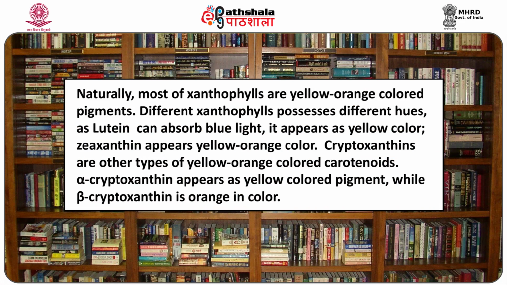Naturally, most of the xanthophylls are yellow-orange colored pigments. Different xanthophylls possess different hues. As lutein can absorb blue light, it appears yellow colored. Zeaxanthin appears yellow-orange. Cryptoxanthin also has yellow-orange colored pigments. Alpha cryptoxanthin appears as a yellow colored pigment and beta cryptoxanthin is an orange colored pigment. Let me know about other pigments.